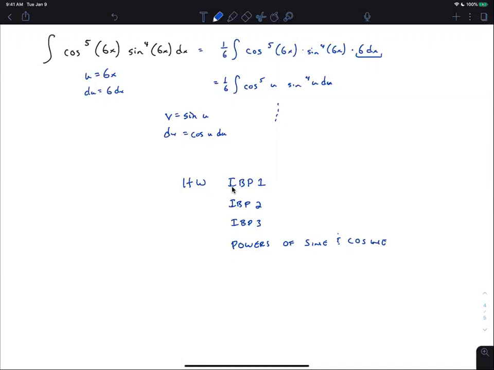I'll push the powers of secant and tangent until the next Monday. We should have plenty of time to cover everything next week still. But powers of secant and tangent makes a lot more sense if we're really good at what's going on here. So we'll cover that on Monday, and then we'll move into trig sub on Tuesday. And we should be good to go.